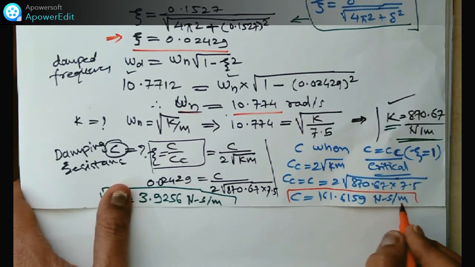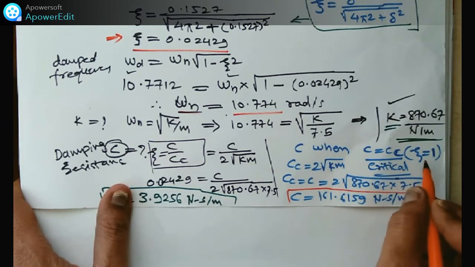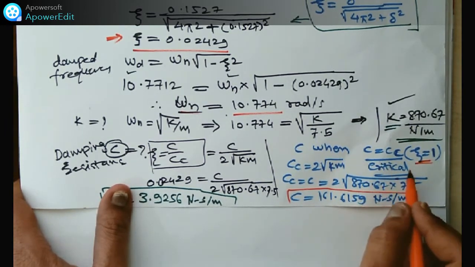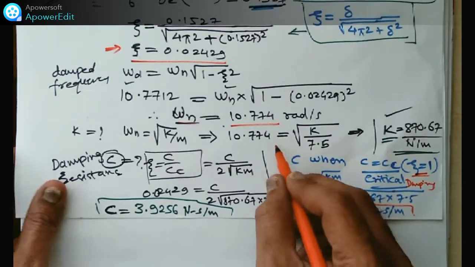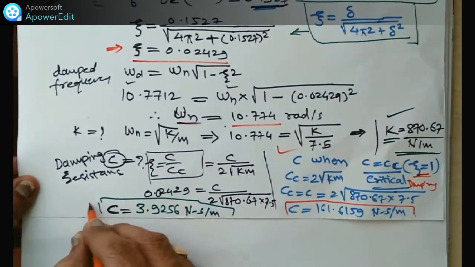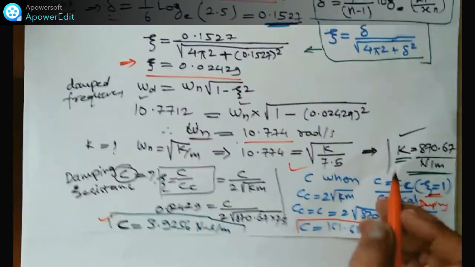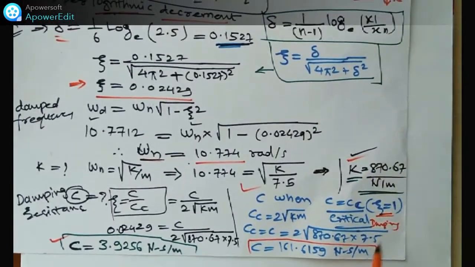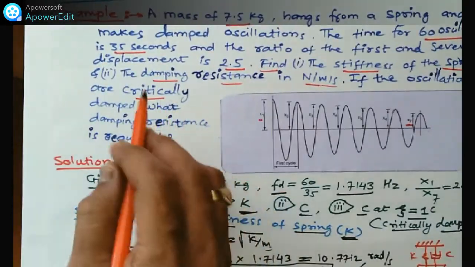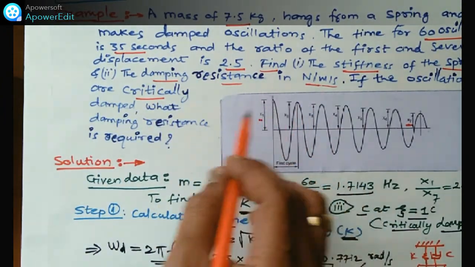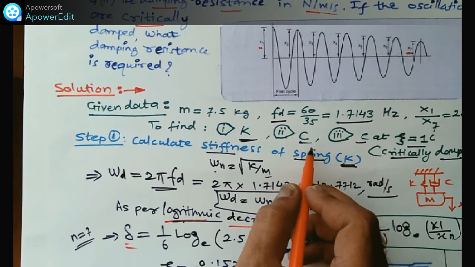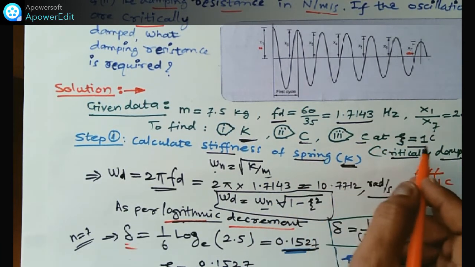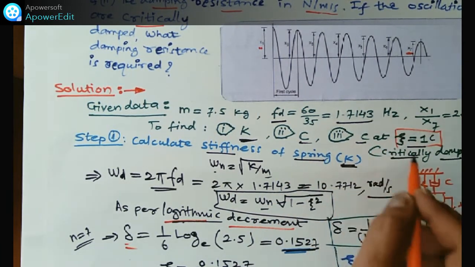Okay, so this is the third point, this is the second point, and already we have calculated the value of K. The first means what we have to find out? All the values are given to you. We have to find out C, damping resistance, and damping resistance when zeta is equal to 1. So this value of C we will find out. So friend, like this a number of problems are there for this mechanical vibration.